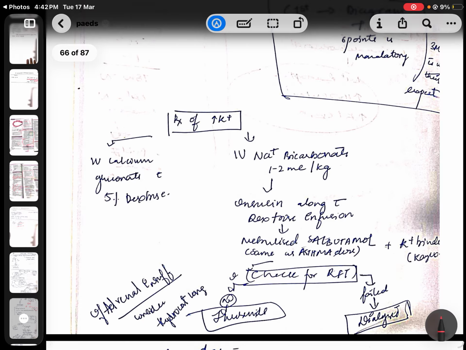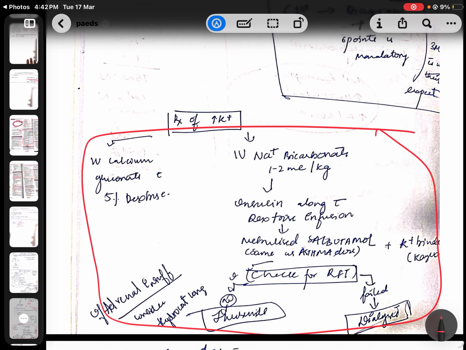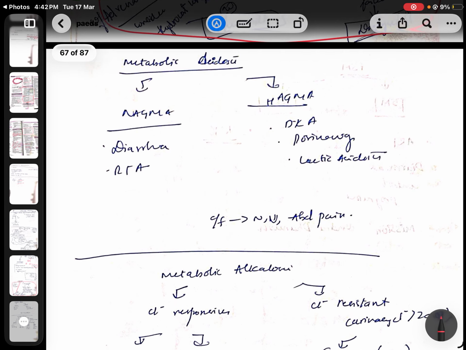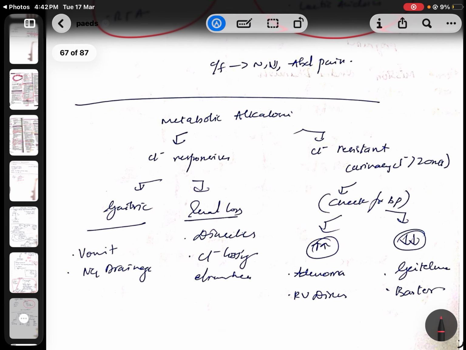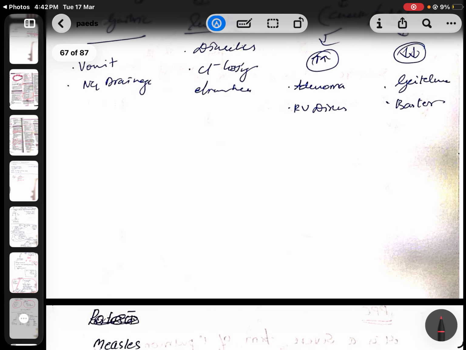And again, treatment of hyperkalemia, I think I have already told it, so you can mention it. There are 2 treatment goals which you also need to mention. Again, metabolic acidosis, write about AGMA and NAGMA and you can place it accordingly. And these are the causes of metabolic alkalosis also, based on chloride responsive or chloride resistant.